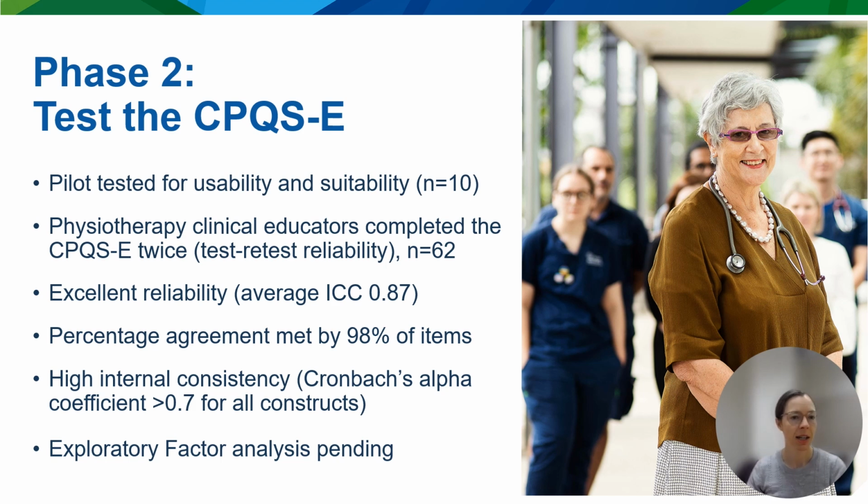In phase 2, the survey was pilot tested before being administered and no changes were required at that point. Test-retest reliability was assessed by participants completing the survey twice over a 2-week period. The survey demonstrated minimal measurement error with an average intra-class correlation coefficient of over 0.8. It demonstrated stability over time with all but one item achieving close or exact agreement, and it demonstrated acceptable internal consistency for each construct in the survey. In the future, an exploratory factor analysis is required once a larger sample size can be achieved.